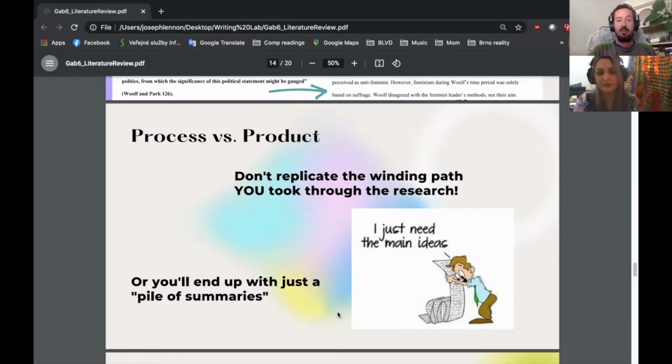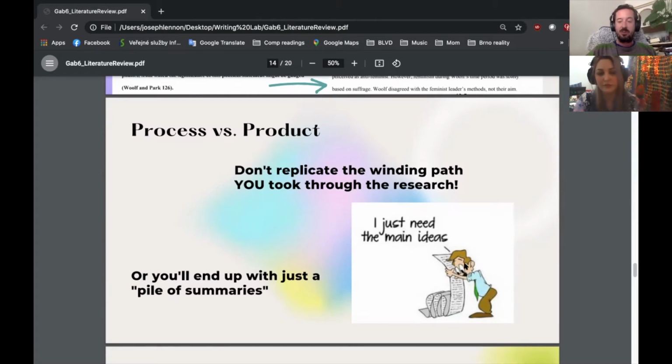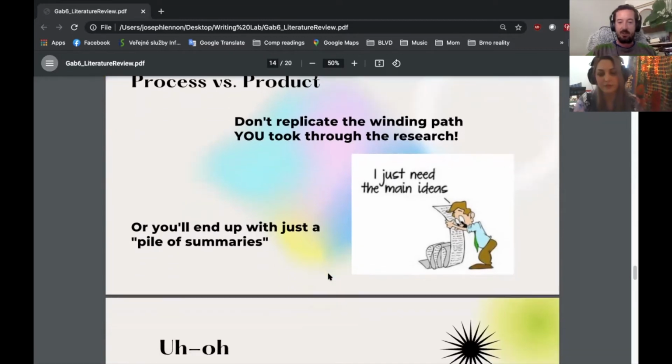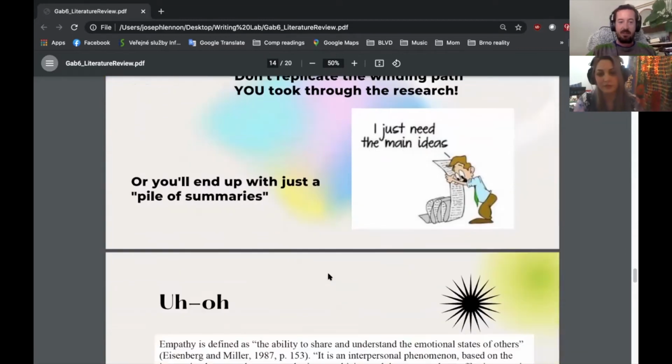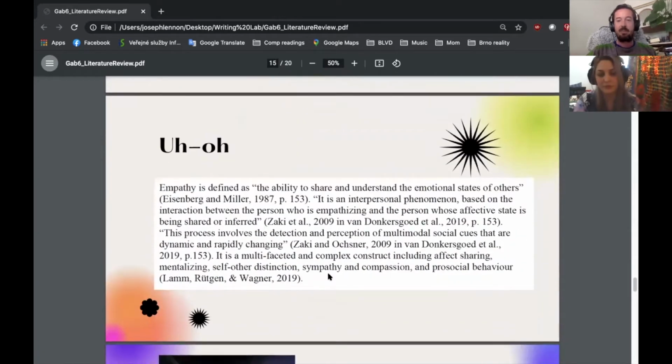And that's who you need to think about at this point. Who's actually going to read this, and what are they going to get from it? So you don't do to your reader what this person did, or this guy who is just needing the main ideas, but he has to look through miles and miles of paper to do it. Here's what can happen if you go down this rabbit hole of the pile of summaries. And I've shown this to my students in my writing class.